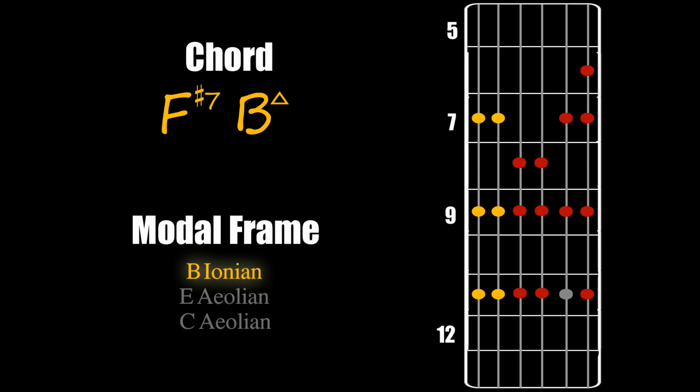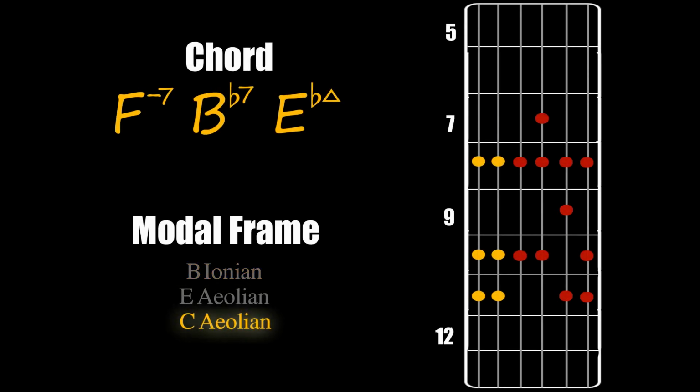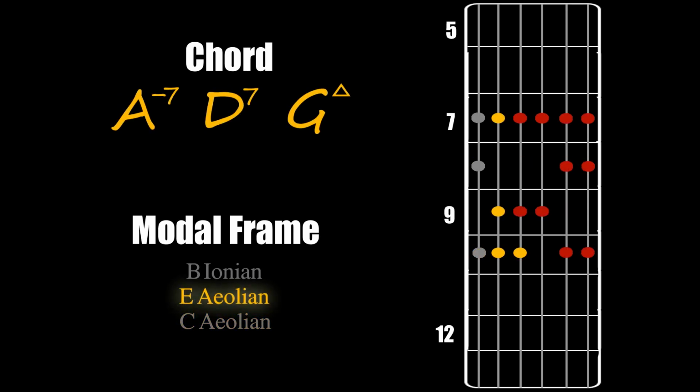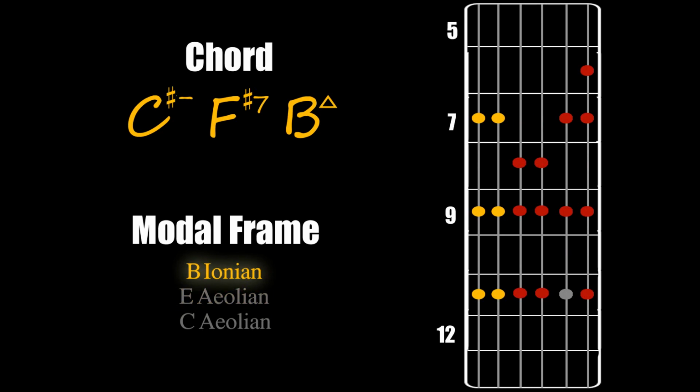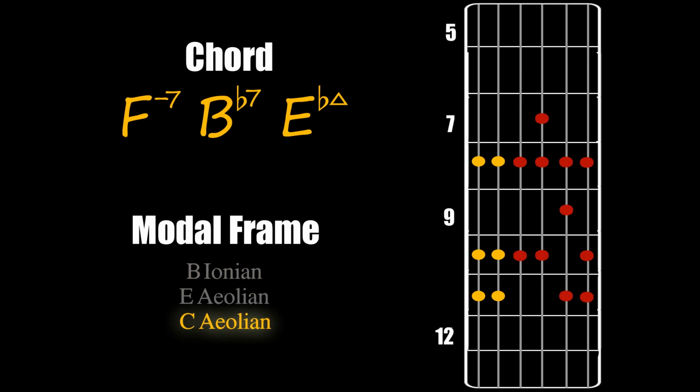Next is the complex of F minor to B flat 7 to E flat major, all accommodated by 1 mode, C Aeolian. And then we get a similar complex with A minor, D7, G major, also all accommodated by 1 modal frame, and that's E Aeolian. And then again, we get another similar complex with C sharp minor, F sharp 7, B major, which can be facilitated by B Ionian, which is very standard anyway. For F minor, B flat 7, E flat major, we go back to C Aeolian.